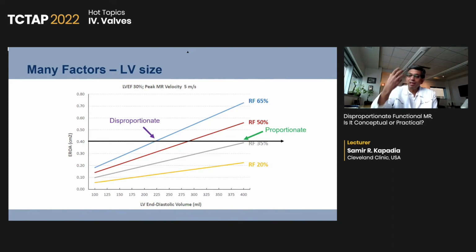The concept is that if you have an inferior wall MI and LV dysfunction is not that bad and you have severe MR, which is functional because of restriction, then obviously it is a disproportionate MR. And if you take care of the MR, patients will do better.